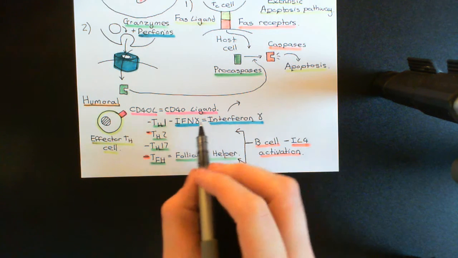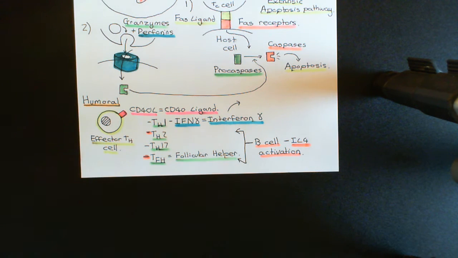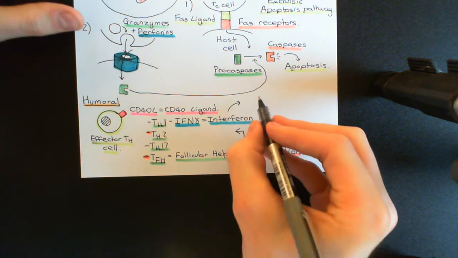Interferon gamma is the permission. It's a signal to the macrophages saying, you have my permission to use absolutely brutal mechanisms to deal with this pathogen. It gives the macrophages the permission to use more deadly weapons than they were using previously, just like Barty Crouch gave the Aurors the permission to kill rather than just to capture. That's what interferon gamma effectively does.